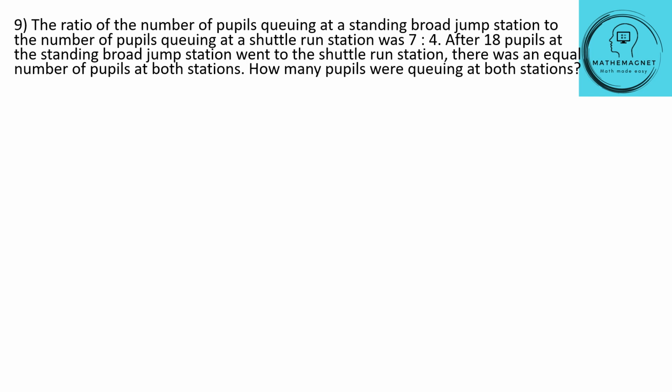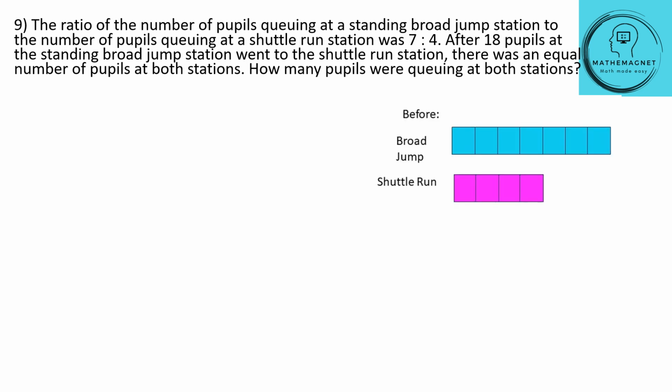Now some students, that is 18 students standing at Broad Jump station, went to Shuttle Run station, and now there were an equal number of pupils at both stations. So they are asking us to find how many pupils are queuing at both stations. Now let's look at the before model.